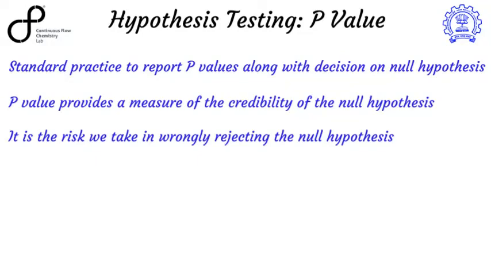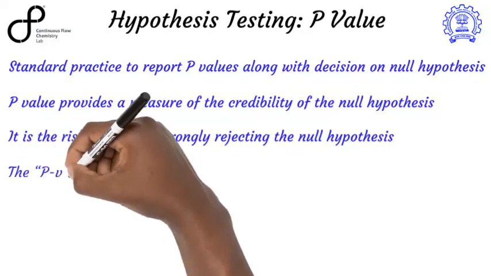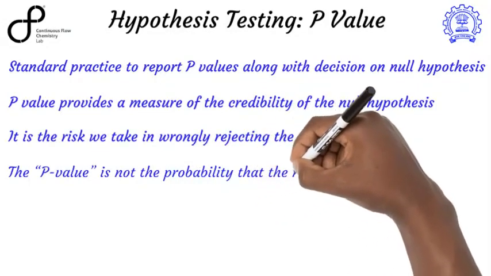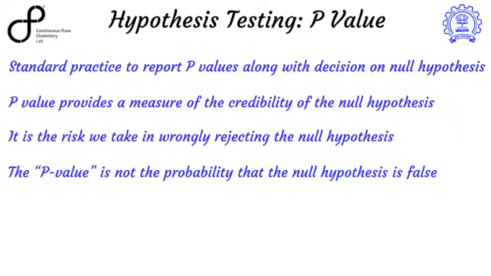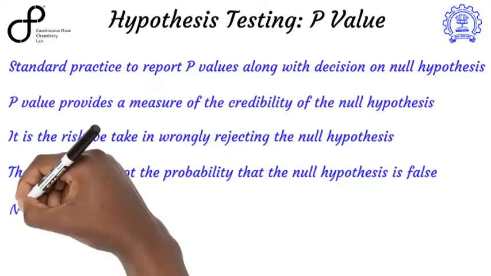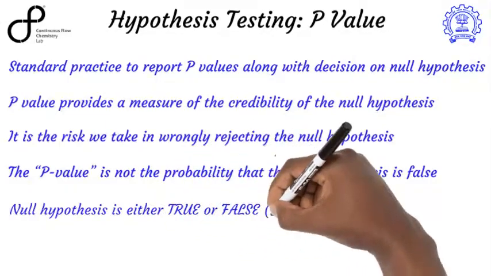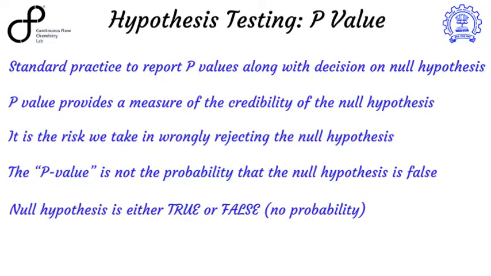The p-value is not the probability that the null hypothesis is false, nor is 1 minus p the probability that the null hypothesis is true. The null hypothesis is either true or false. There is no probability associated with this. So the proper interpretation of the p-value is in terms of the risk of wrongly rejecting the null hypothesis.